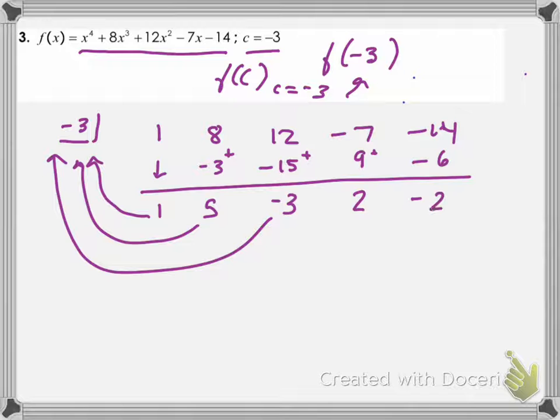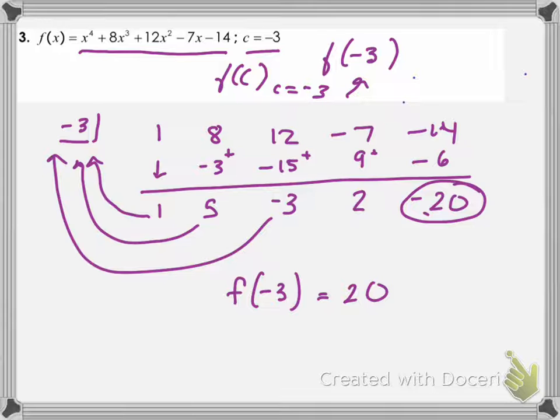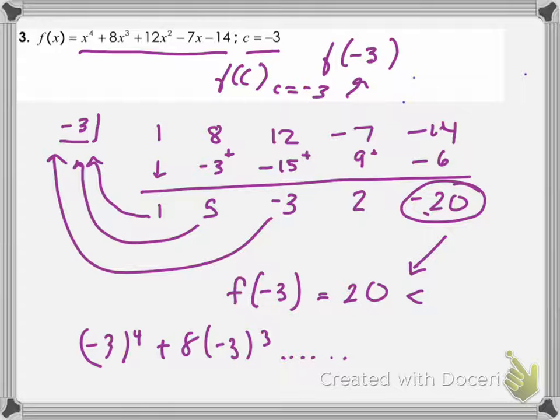And so I get negative 20. Right? And so there's your remainder. So that means f of negative 3 is equal to 20. So it's just easier than going, negative 3 to the 4th power plus 8 times negative 3 to the 3rd power, etc. If you're good at synthetic division, and I'm sure you are, this is much faster than doing it this way. All right, so remember it's called synthetic substitution.